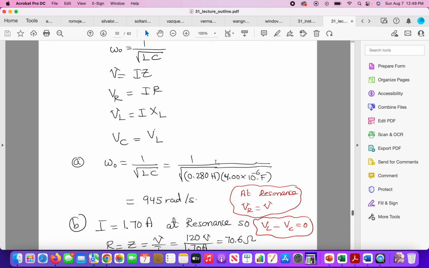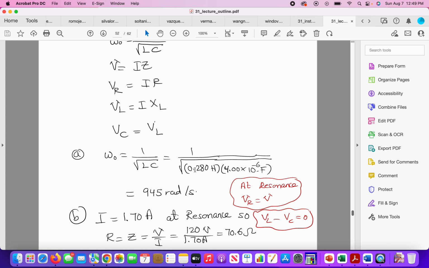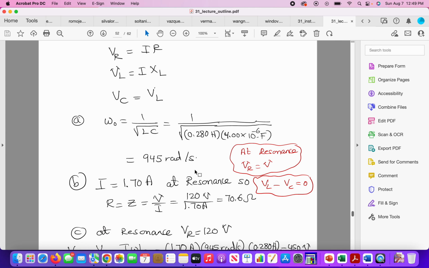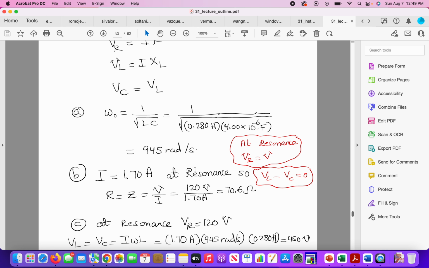At resonance, we know that VR equals V, because VL minus VC is going to be 0. And we know that the current I is 1.70 amperes at resonance. So R is going to be equal to Z, and it is V divided by I. It is 120 divided by 1.7, and that is going to be 70.6. At resonance, VR equals 120 volts.